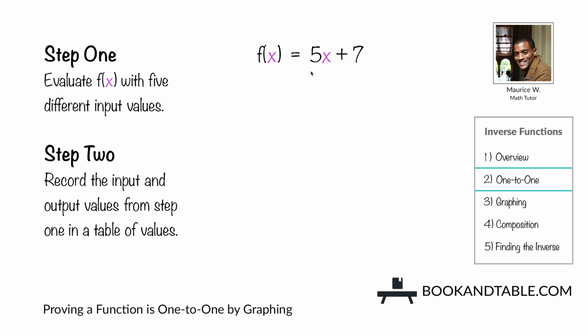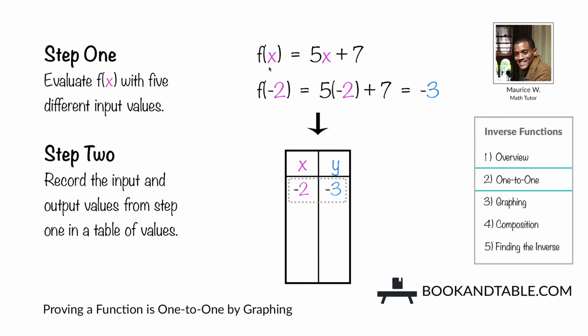So if we have f of x is equal to 5x plus 7, step 1, we want to evaluate f of x with 5 different input values. So we'll try to use -2 to +2, but depending on the function we're given, we may want to switch that up from time to time. But for now, I'll try to use -2 to +2 as the input values. And then step 2, we'll record the input and output values from step 1 in a table of values.